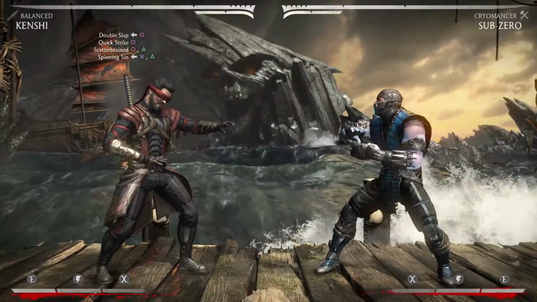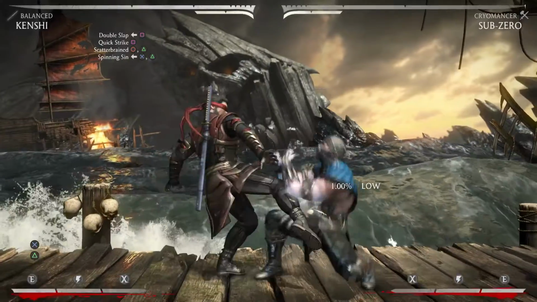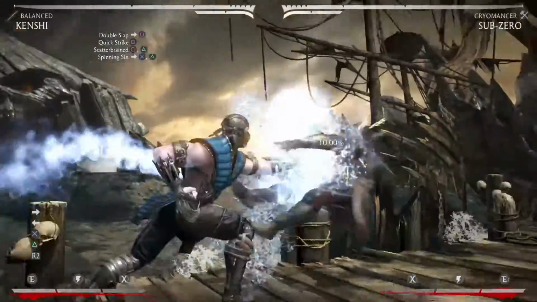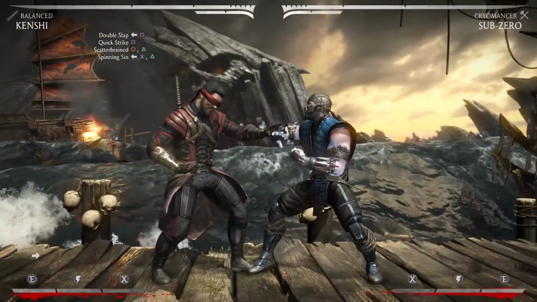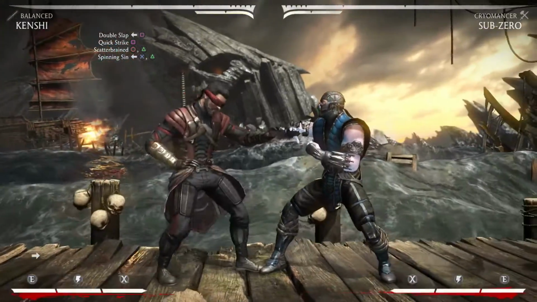Okay, we set him to grab on response. Let's see if he can grab to punish our -4 frame move. And he did grab. Let's see if maybe we can do something to get out of that grab. Okay, we backdash.